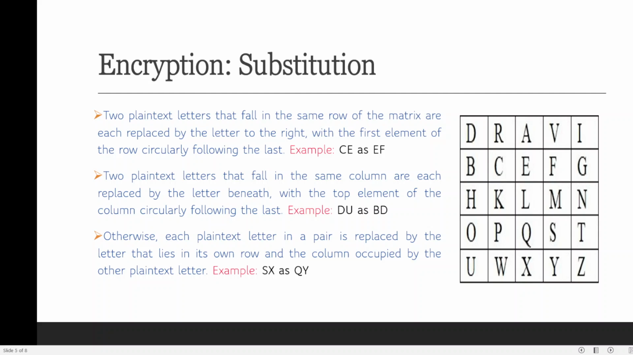In the third case, the 2 characters in the digram happen to be in different rows and different columns. In that case, each plaintext letter in that pair is replaced by the letter that lies in its own row and the column occupied by the other plaintext character. For example, SX is encrypted or substituted as QY.